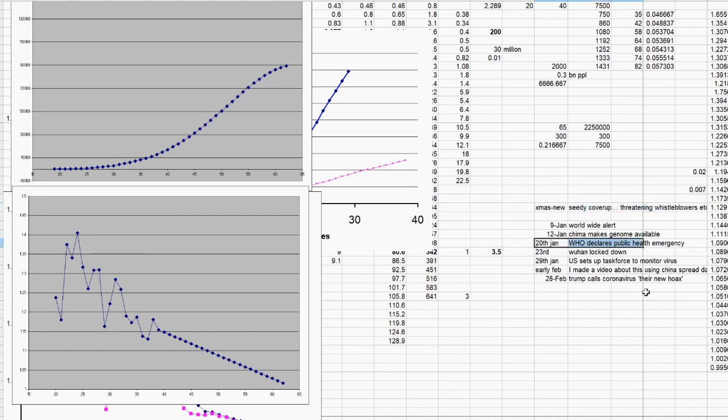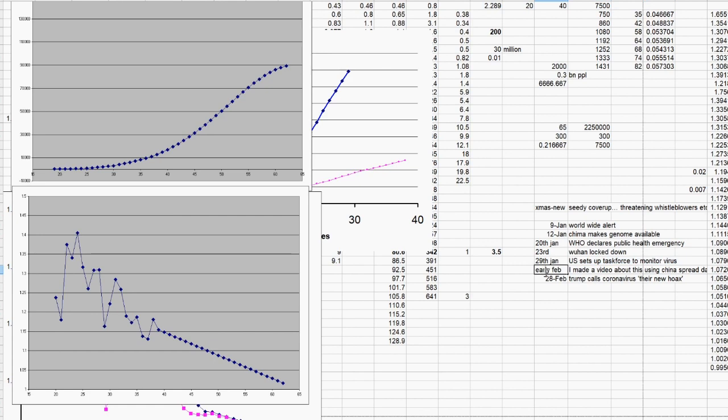20th of January, WHO declares a public health emergency. 23rd, China puts Wuhan on lockdown. And from that moment onwards, it should be obvious to everyone in the entire world that when China is suddenly locking down a city the size of New York City, they're not doing this for fun, right? This thing is serious, and it should be obvious to everyone by this point. And it's a week after that Trump sets up his task force to monitor the virus.